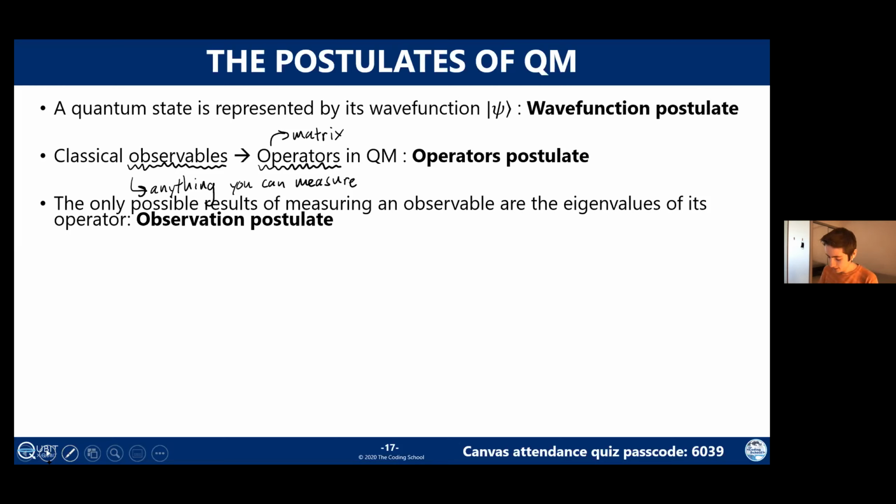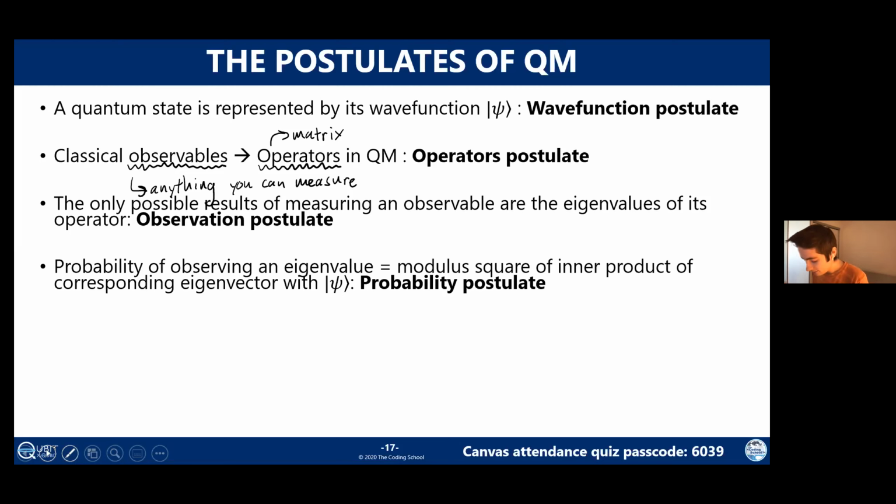Okay. Next up, the probability of observing an eigenvalue is the modulus square of the inner product of the corresponding eigenvector with psi, which is a mouthful, called the probability postulate. But this we already talked about in a previous lab. We had something along the lines of, the probability of being in the zero state was equal to the inner product of the zero state with ket psi, all squared, right? And this postulate is literally just that equation written down in words.